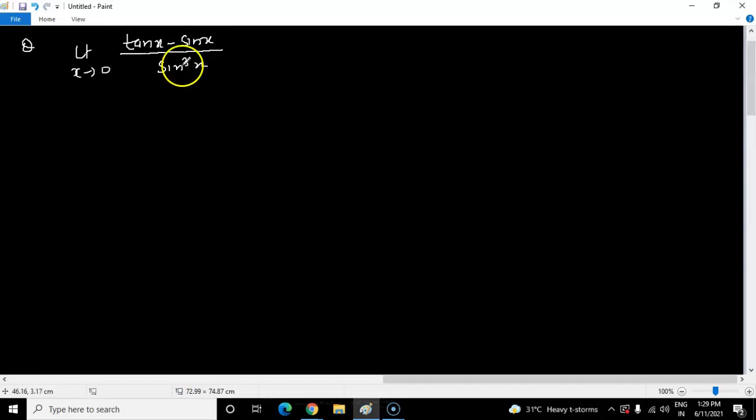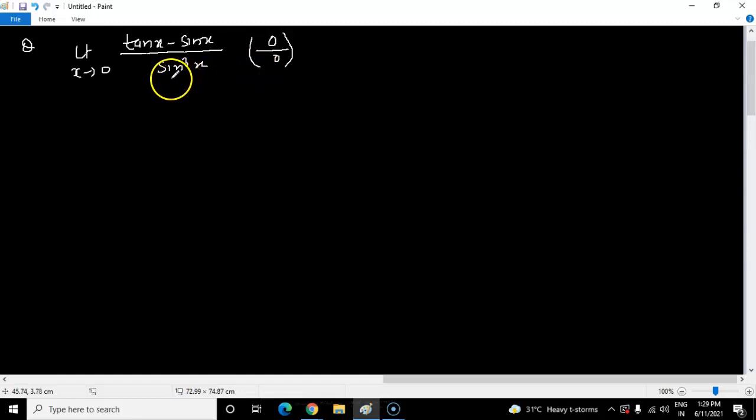Yes, sir. Here what you can write: sin cube x given here, if you put 0, tan 0 is 0, sin 0 is 0. And this one is sin 0, also 0. 0 by 0 you get. 0 by 0 form. Okay.